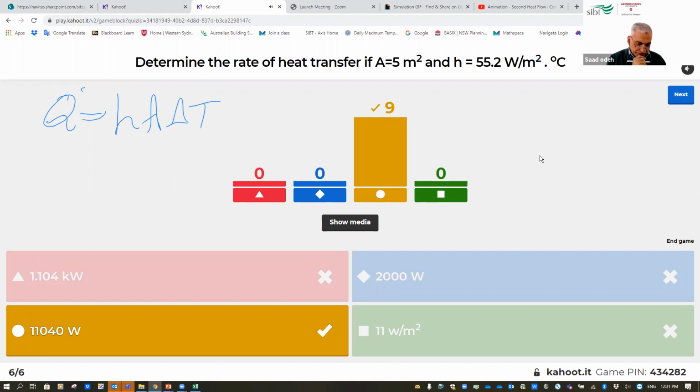Correct. All of you have the correct answer. But just to mention here, delta T is actually T surface minus T infinity, which is the stream temperature or the fluid temperature. Everything is already given, and that's the correct answer.